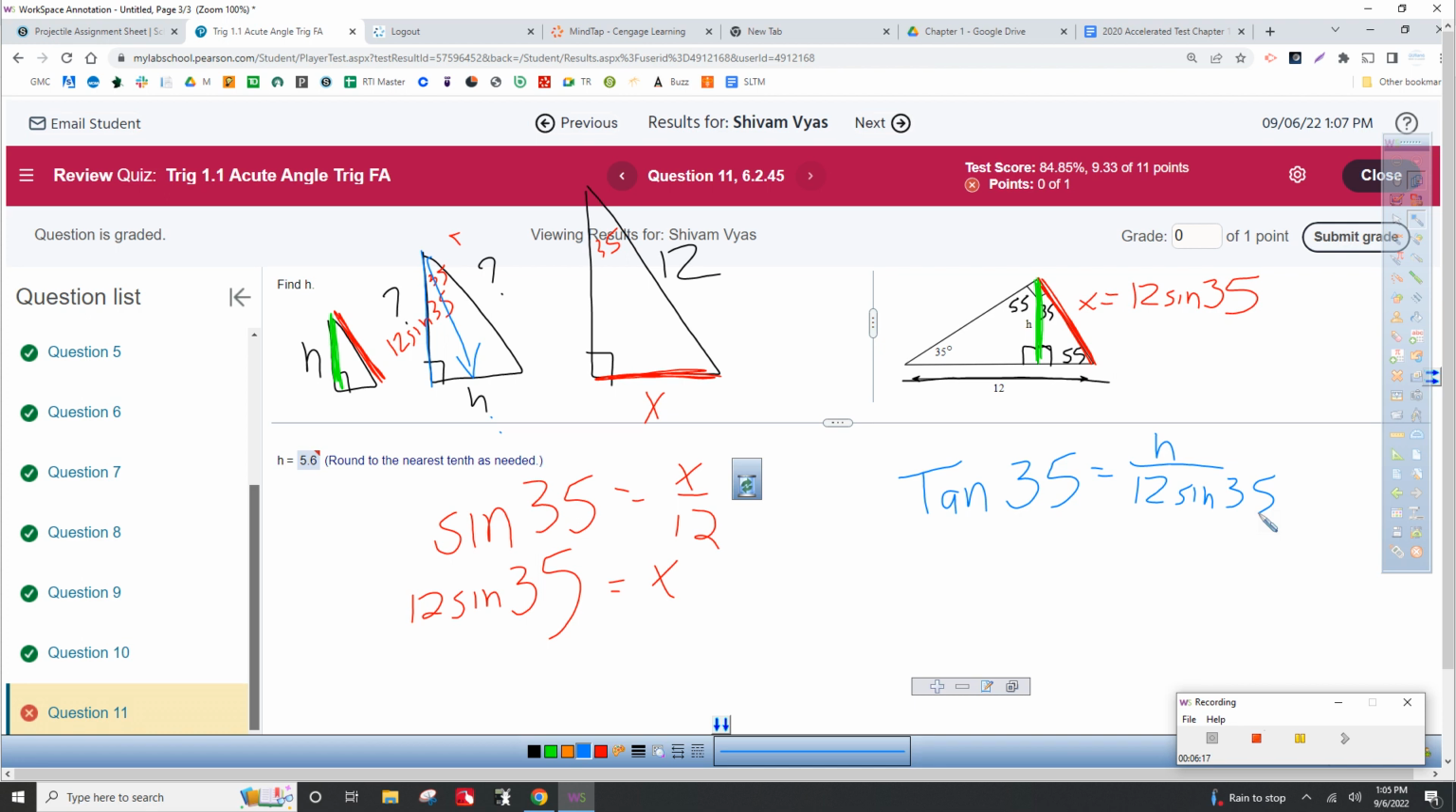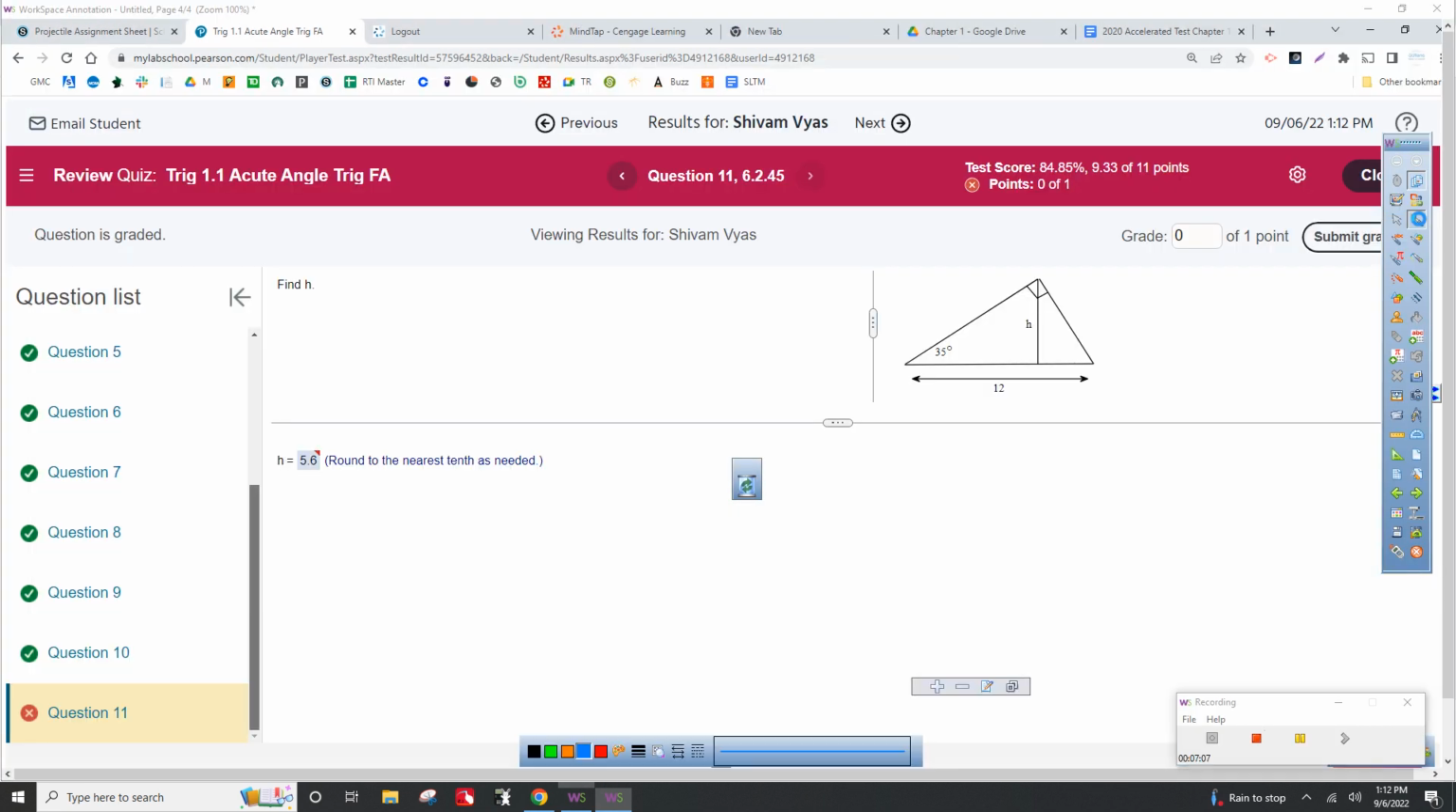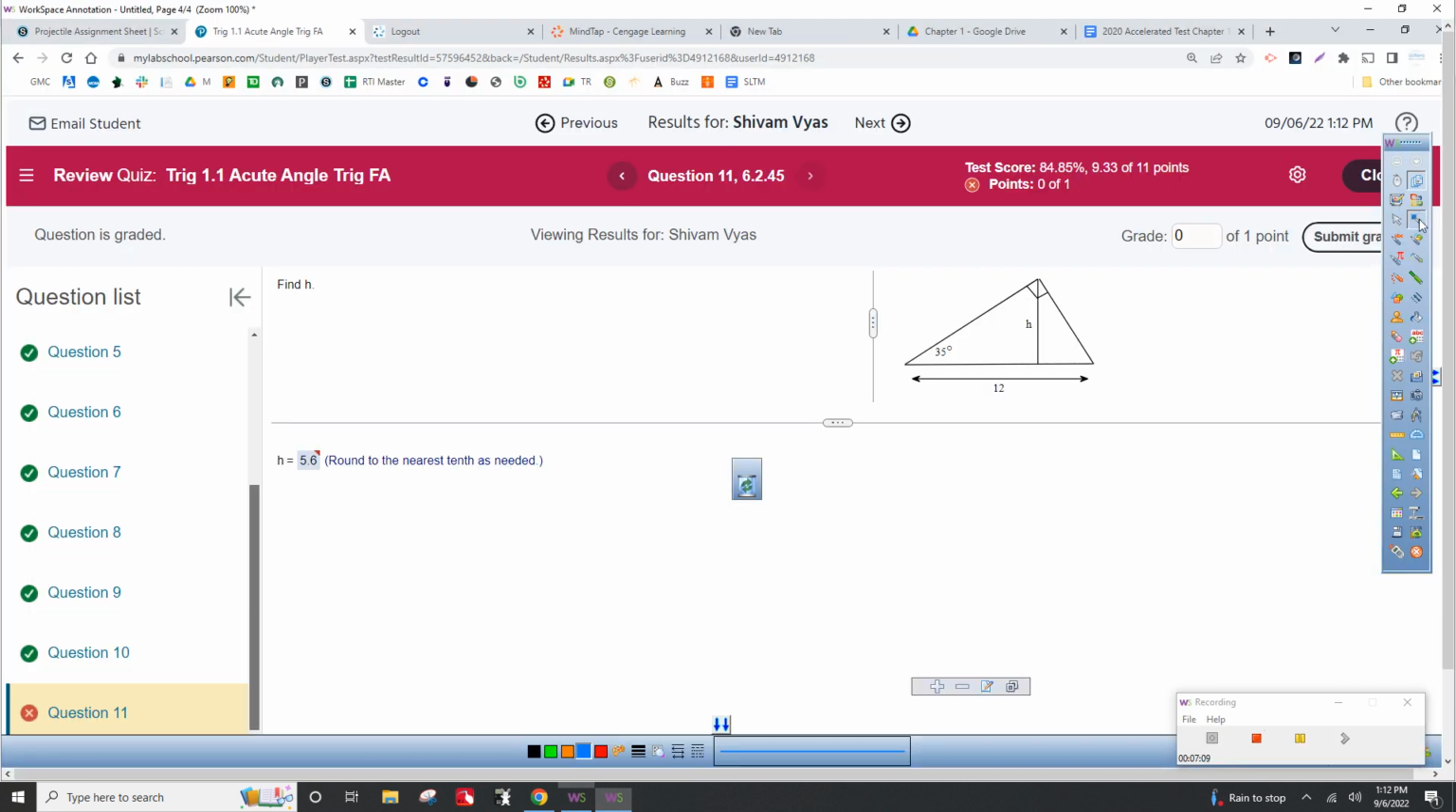I'm in degrees. Tangent of 35 times 12 sine of 35. What'd you get? 4.819. That's what I got as well. Uh-oh. I'm in degrees, so I did something wrong there. Hold on a sec. All right, Shivam, let me do this again. Yeah, 90 minus 35 is 55, right?